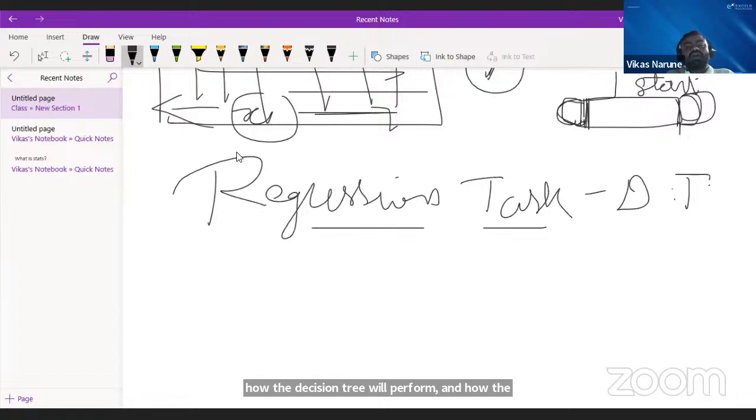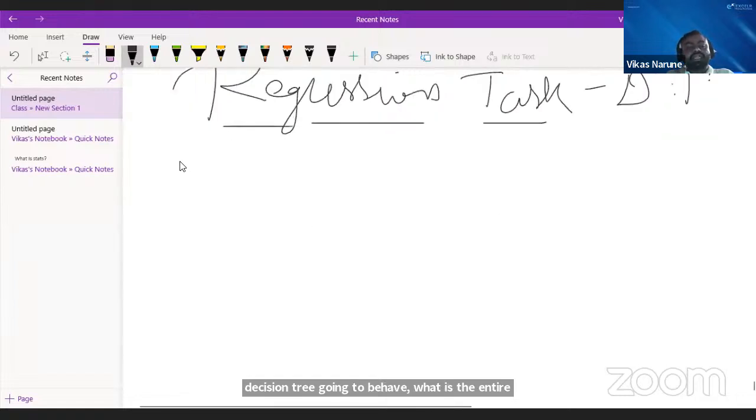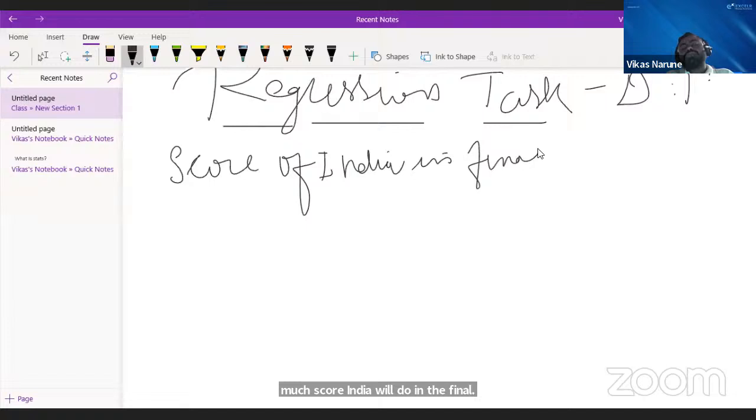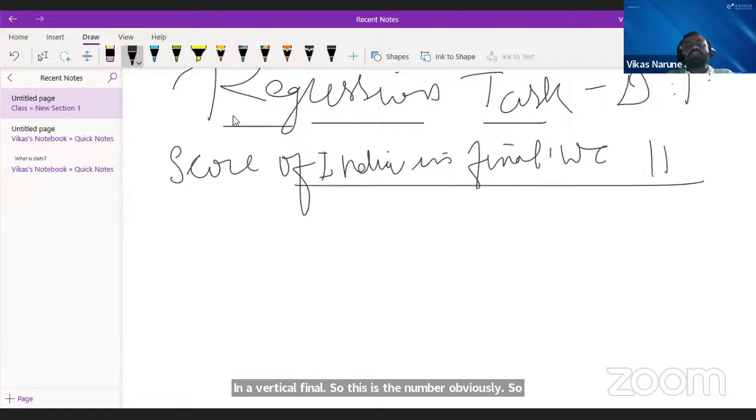Now let's imagine the regression task we have in hand today is to predict the score of India in the final. How much score will India make in the World Cup final? This is a number, obviously, which means it is a regression task. So we have to predict this score now.